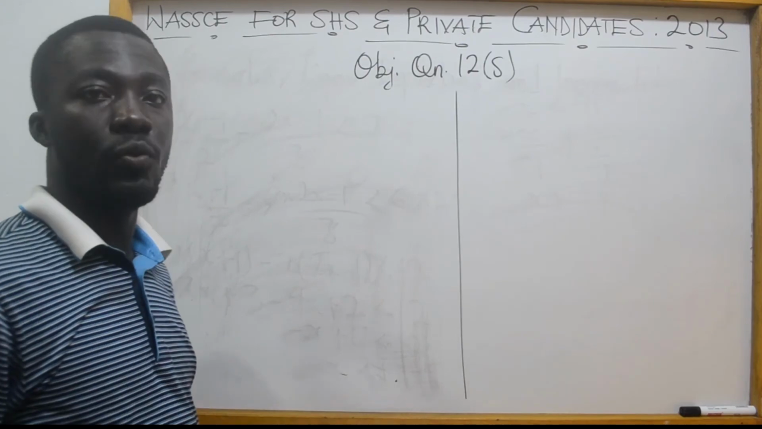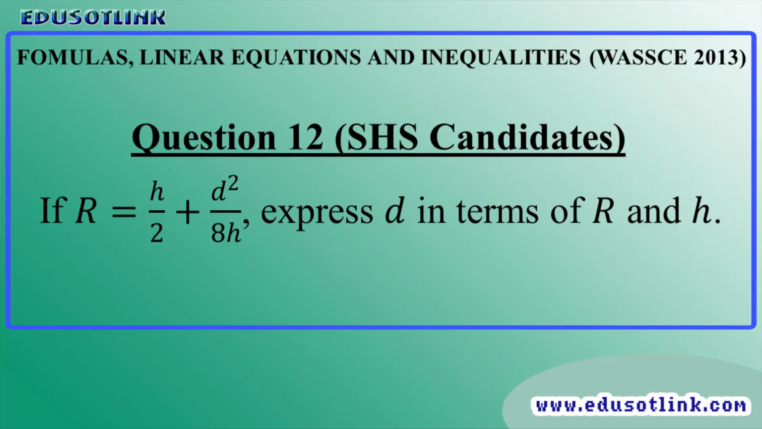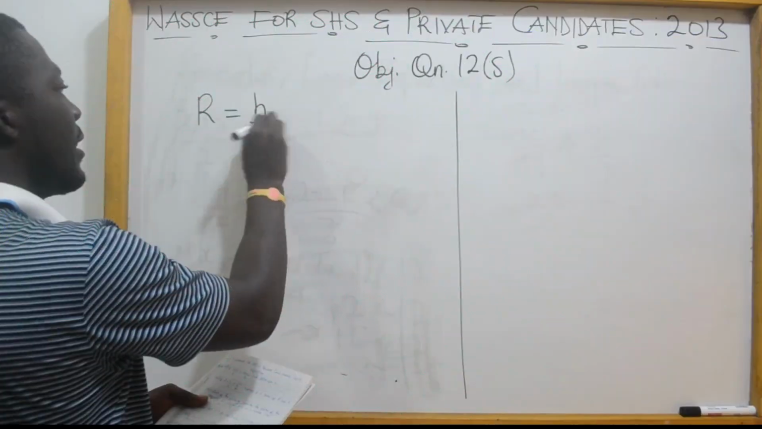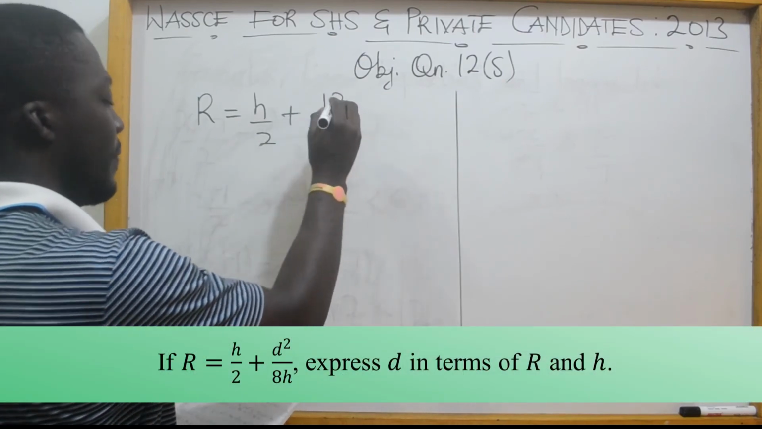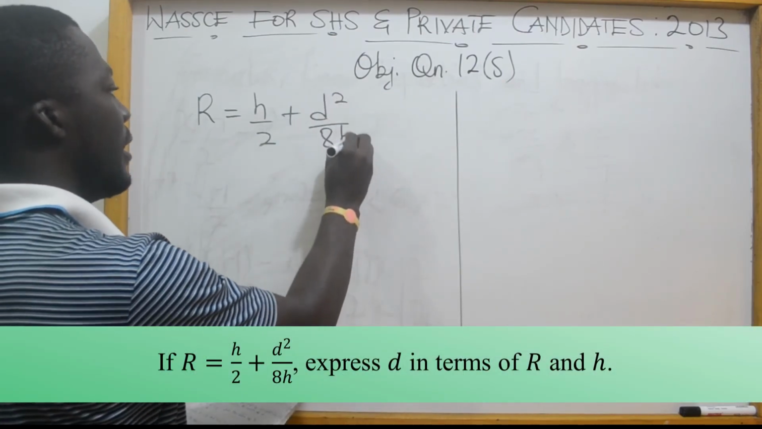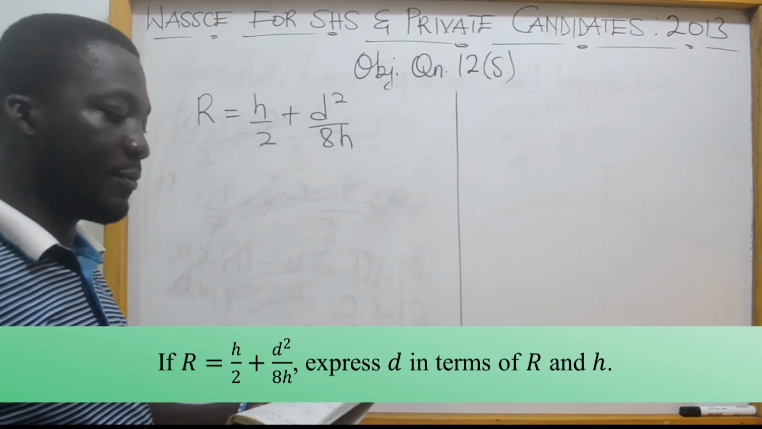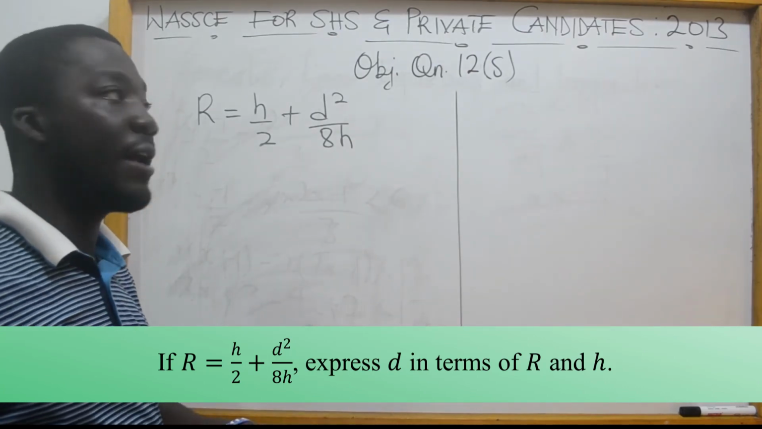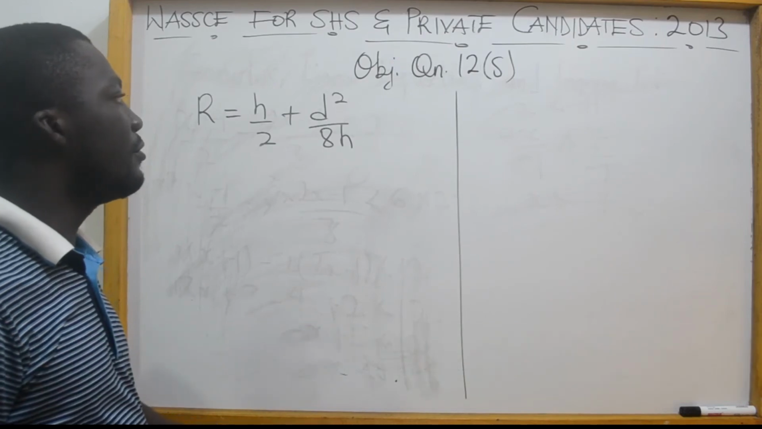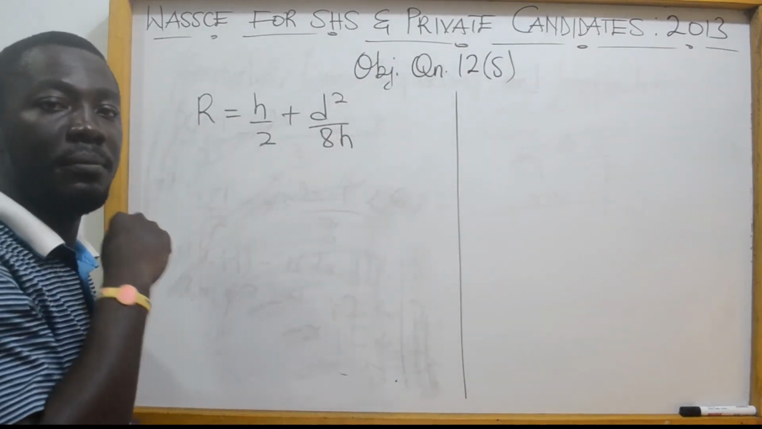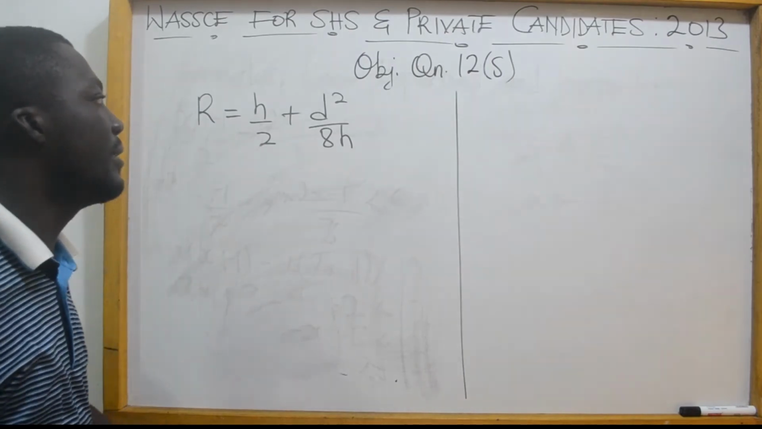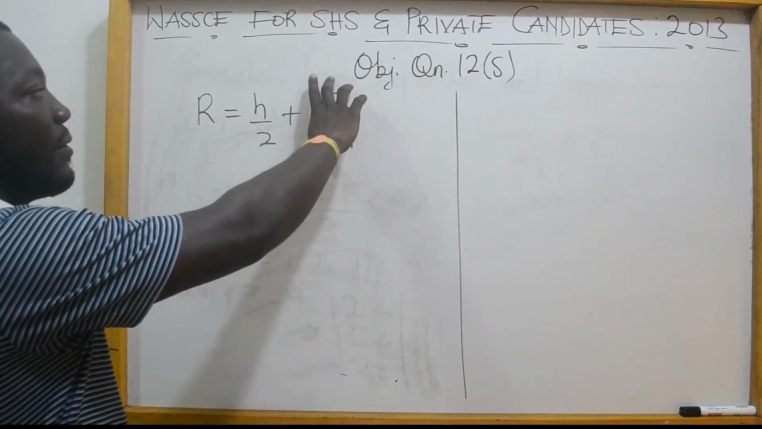Objective question 12 for senior high school candidates. If r is equal to h over 2 plus d squared over 8h, express d in terms of r and h. We are going to express this d in terms of r and h, meaning we are going to make d the subject. So this is the term with d.